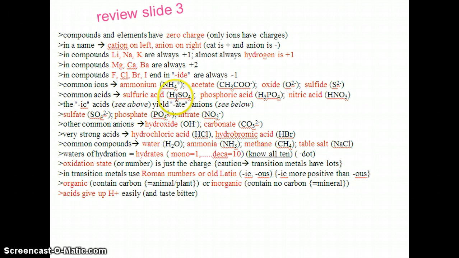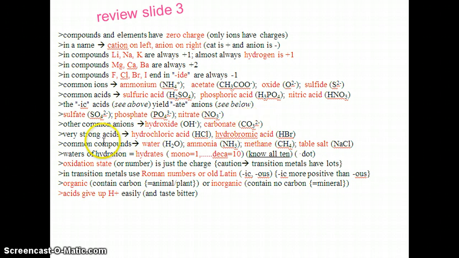And if you think about this and try to decrease the amount of stuff you've got to memorize, 2 hydrogens off here, 3 hydrogens off here, and 1 hydrogen off here would yield the correct ion. Sulfate has a -2 charge, phosphate has a -3 charge, and nitrate has a -1 charge, because the corresponding acids have a similar number of hydrogens associated with them. Other common anions you need to know are hydroxide, which is OH-, and carbonate, which is CO3 2-. It comes from carbonic acid.